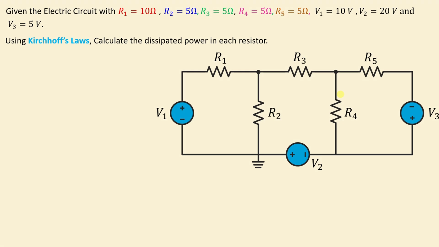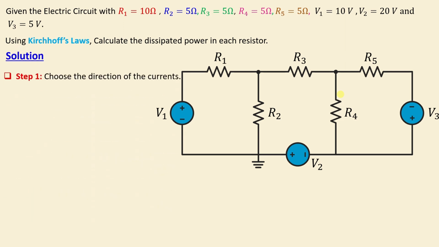Given the electric circuit with R1 is 10 ohms, R2, R3, R4 and R5 equal to 5 ohms, and 3 voltage sources, V1 is 10 volts, V2 is 20 volts and V3 is 5 volts. The question now is to calculate the dissipated power in each resistor using Kirchhoff's laws. Let's go to the solution.